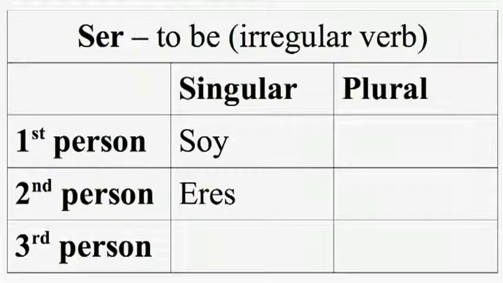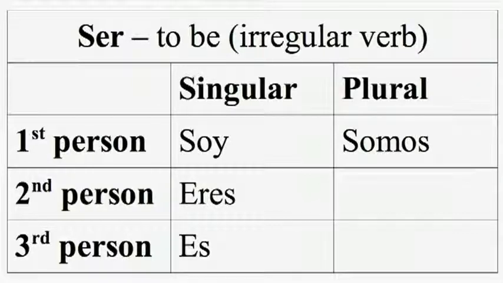Eres. You are. Formal. Or he or she is. Es. We are. Somos. You are, plural and informal, and only used in Spain. Sois. And finally, you are, formal and plural, or they are. Son. You should remember quite a few of the conjugations of ser from the lessons that we did on personal descriptions and origins. But when do you use this verb?